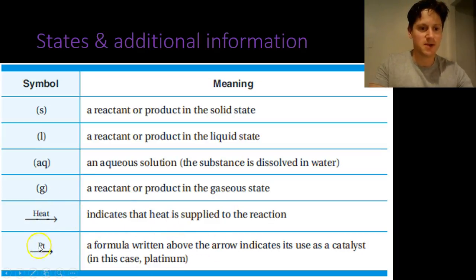Now you can also sometimes have a substance or an element written above the line as well, and that indicates a catalyst, okay? So in this case you've got Pt, so that in this chemical reaction we've got a platinum catalyst, and we'll cover catalysts in another lesson.